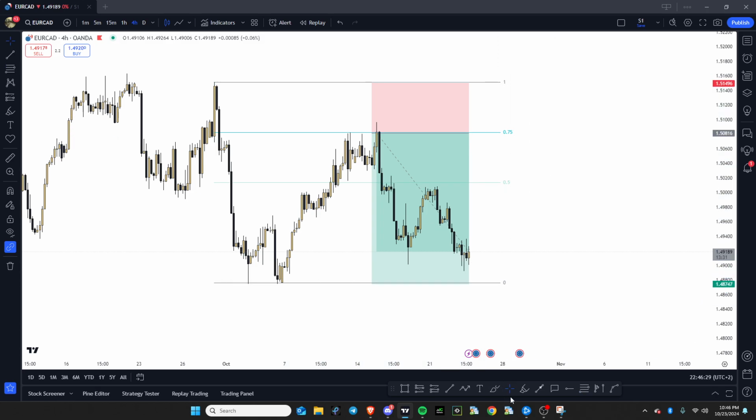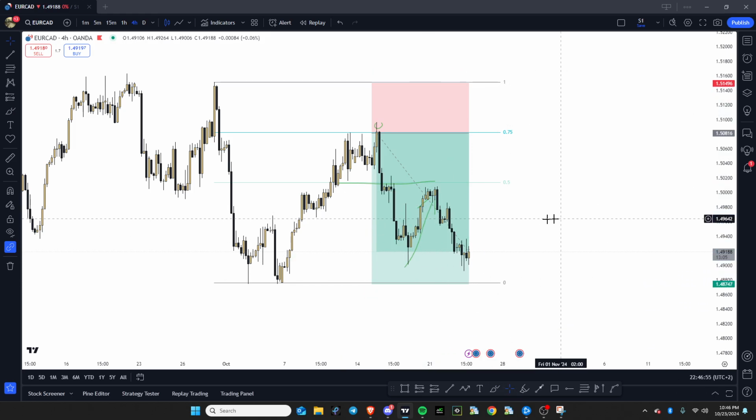Got pretty close to my entry twice, but only tapped me in the third time basically. Then went to 1-to-1 instantly after a couple of hours, which is my break-even rule. So once it gets to 1-to-1, I'll basically move my stop to break even. And it retraced all the way back actually to the 1-to-1 level, but now it looks like it's going back down, and it looks like it's going to hit take profit.